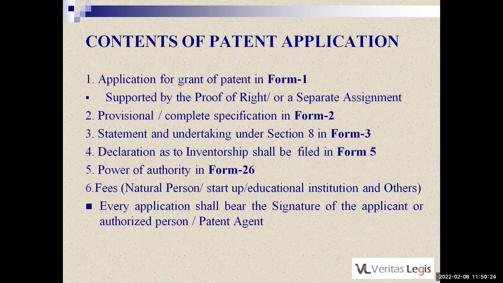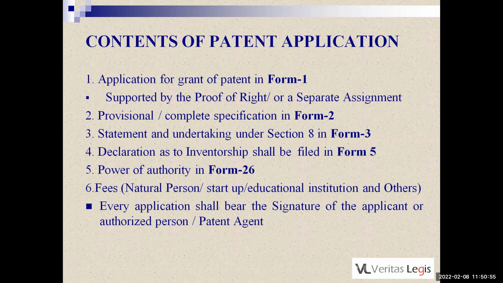For the provisional or complete specification, it is Form 2, which contains the title and details about the applicant. Form 3 is there, where we give the particulars of our invention. Inventorship details are given in Form 5. Power of authority, in case you are not filing your application yourself and are going through an agent, is given on your behalf. On your behalf, the agent is filing the patent application.